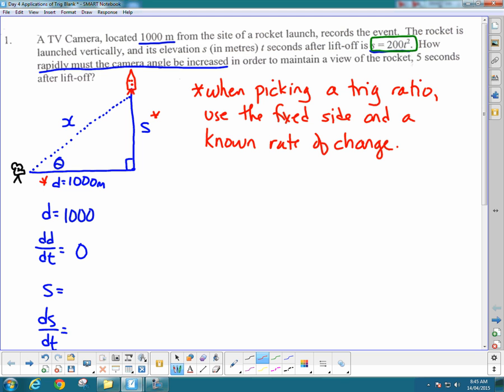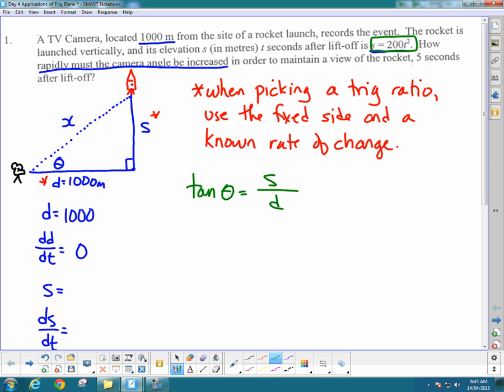So if I'm picking a trig ratio, which one am I going to use? I need to use the one that uses s and d. So which trig ratio is going to do that? Tan. Tan is the opposite over the adjacent. So the ratio I'm going to use is tan theta equals opposite. And which side's the opposite? S. And the adjacent is D.